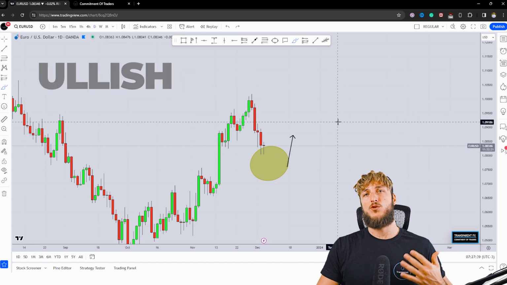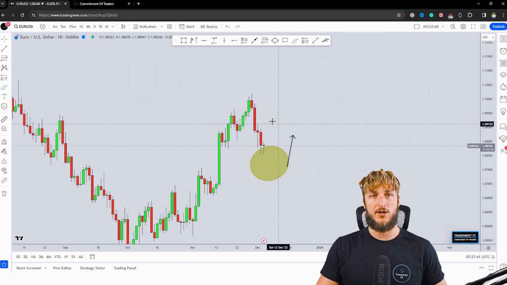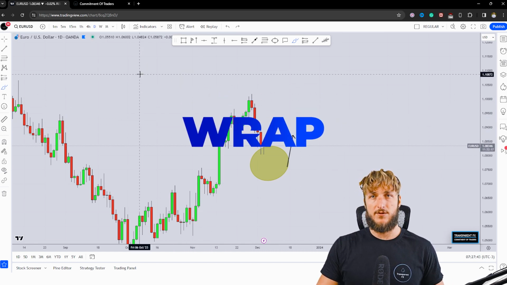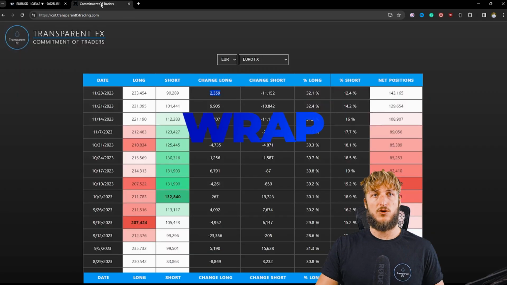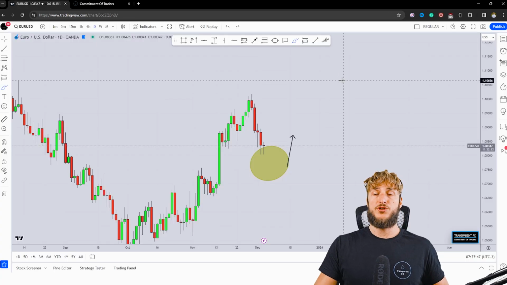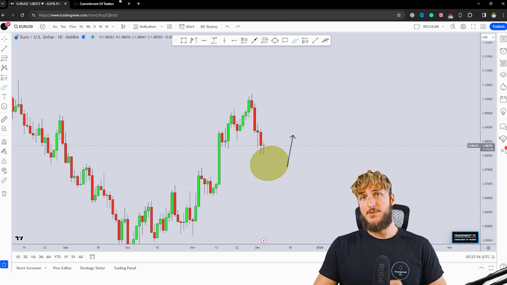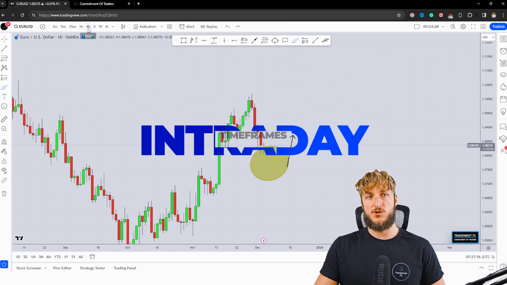So how could I be approaching this potential move higher? Now, as usual, trading is reactive and not predictive. The monthly, weekly, and daily combined with the COT data, those are the best time frames from a directional perspective. However, when it comes to confirmations and entries, the best time frames are the intraday time frames, so 4 hour and lower.